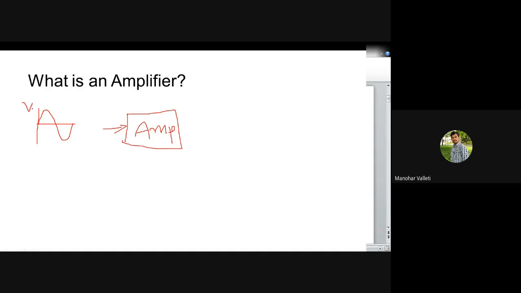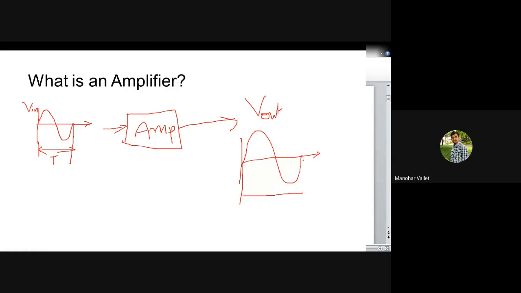So this is voltage in. At the output, you will get increased voltage. So please observe, an amplifier, whether it is any amplifier, has to satisfy faithful amplification. Meaning the input wave shape is sinusoidal and has the time period T, so the output also has to be sinusoidal and the time period also has to be T.